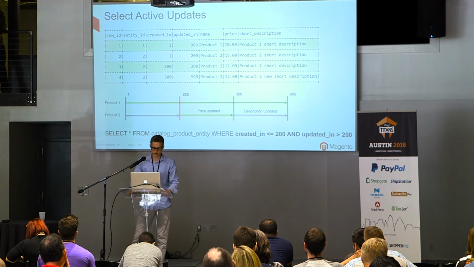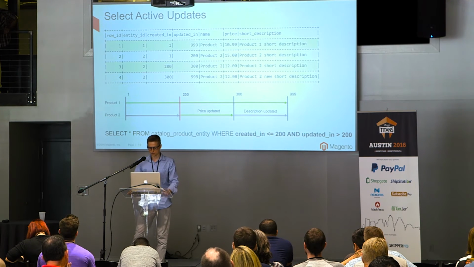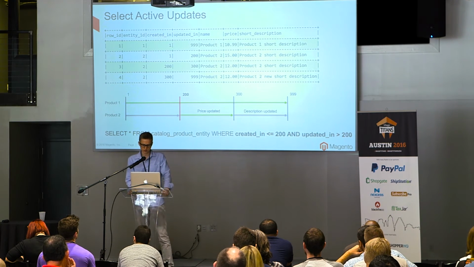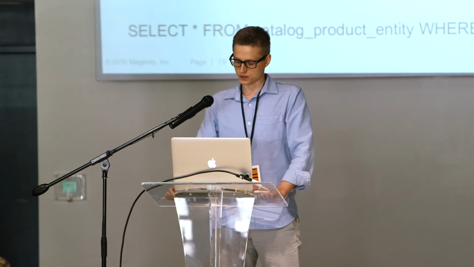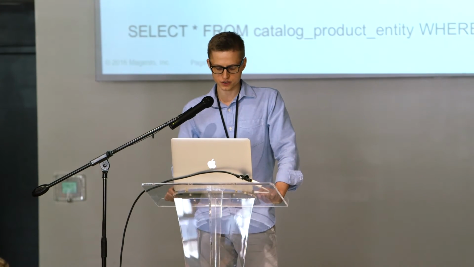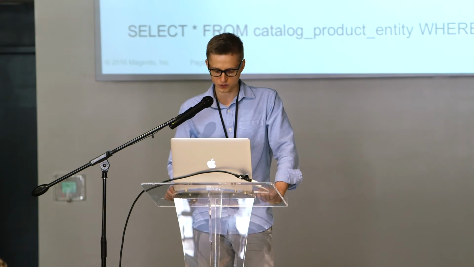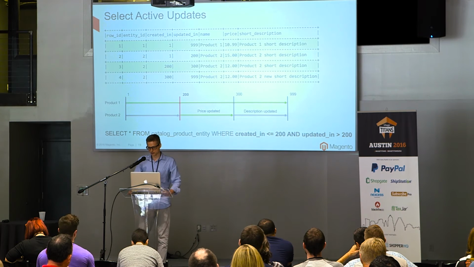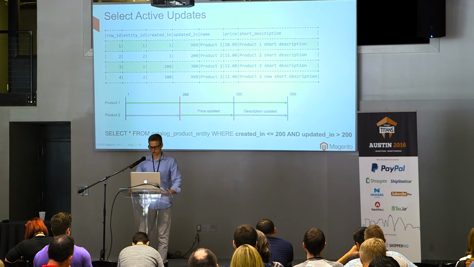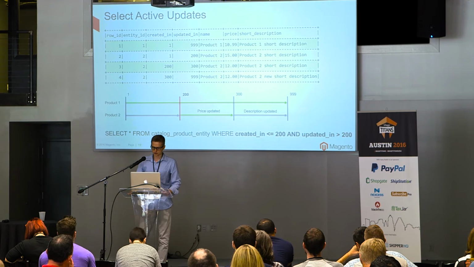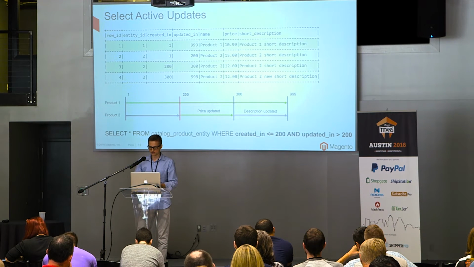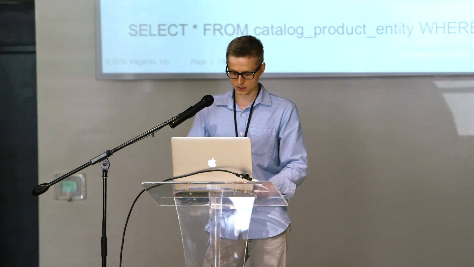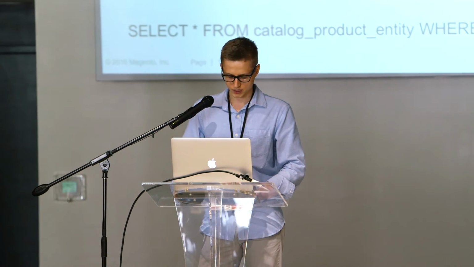But product 2 is not active anymore from version 1 to version 200. And it's not active yet from version 300 to 999. When we select active versions, we add the following condition: created in less or equals current version and updated in greater than current version. This allows us to select updates that already started and are still active. This is the actual condition that Magento uses.